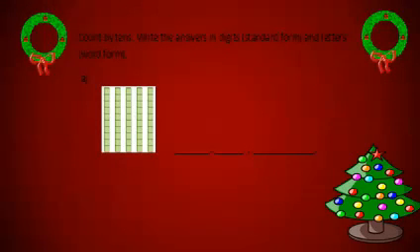In this slide, we have to count by tens. Then we have to write the answers in digits, standard form, and letters, word form. Can we begin counting? Yes, let's count. 1, 2, 3, 4, 5. So how many tens do we have here? 5 tens. 5 tens is equal to what? 50. 50, we have to write it in letters. So we have to write it in this way. Okay?